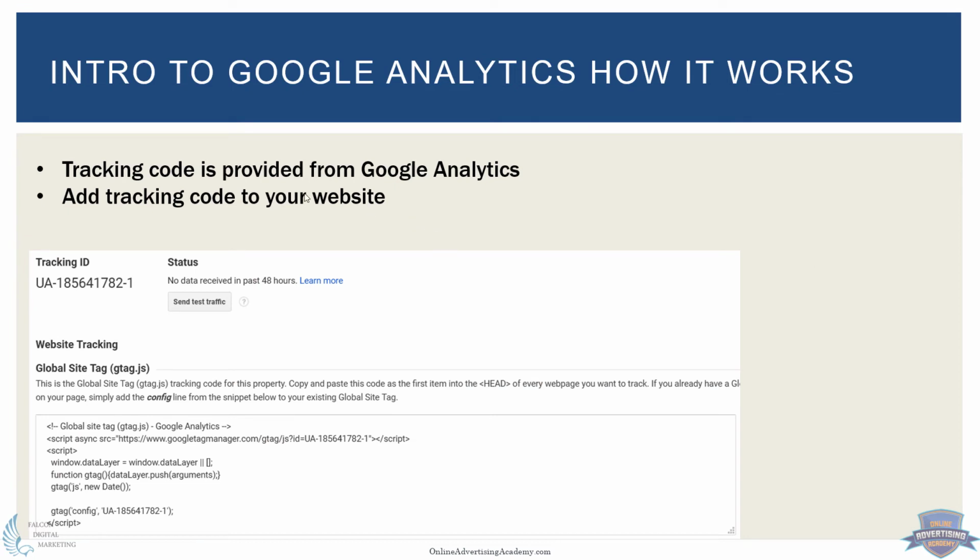So to get everything set up, it's actually very simple. The tracking code is provided from Google Analytics. No matter what version of Google Analytics you're using, one of the older ones, or if you want to do the latest one, they provide you with the code, and you just add the tracking code to your website. It has the instructions on there, or whatever website you're using.